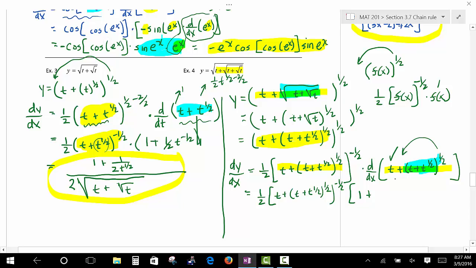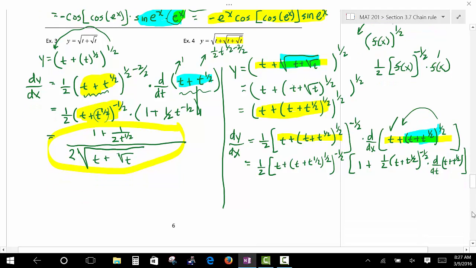So you're going to bring the 1/2 down. Okay, like that. So that's going to be t plus t to the 1/2. Subtract 1 from the exponent, so that's going to be negative 1/2. Then you're going to multiply by the derivative of what's inside those parentheses, which is t plus t to the 1/2 like that. Okay, sorry, I'm running out of room there a little bit, but that's how that goes. So we got one more derivative to do, and then we're done. We aren't going to simplify this one at all. I don't care about that too much.